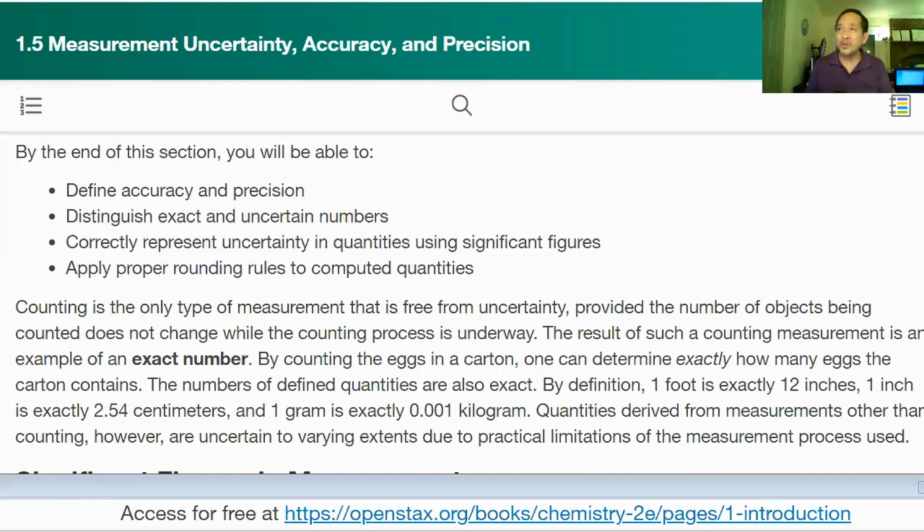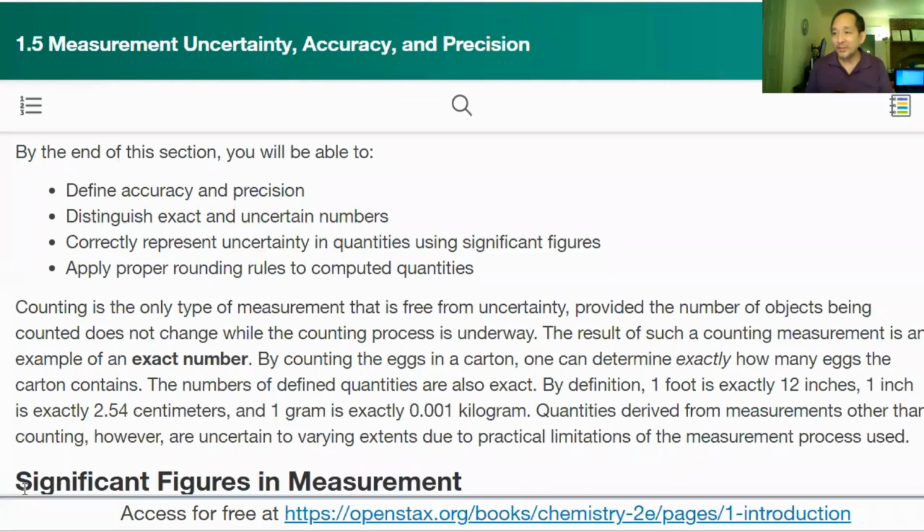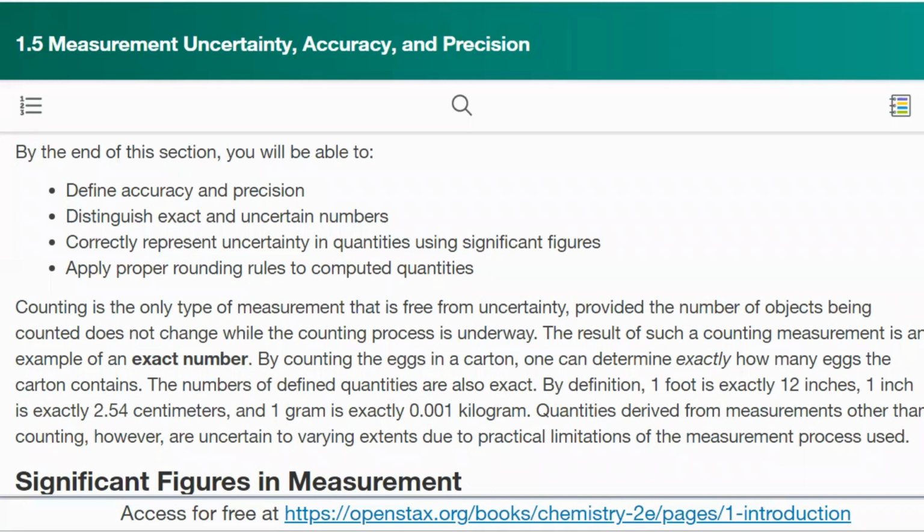(1.5) Measurement, uncertainty, accuracy, and precision. By the end of this section, you will be able to define accuracy and precision, distinguish exact and uncertain numbers, correctly represent uncertainty in quantities using significant figures, and apply proper rounding rules to computed quantities.